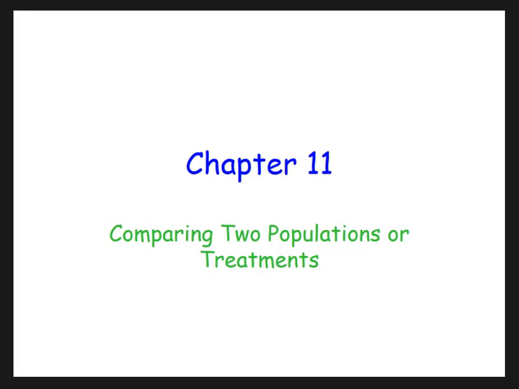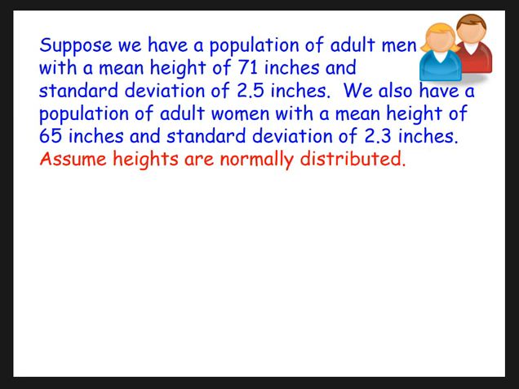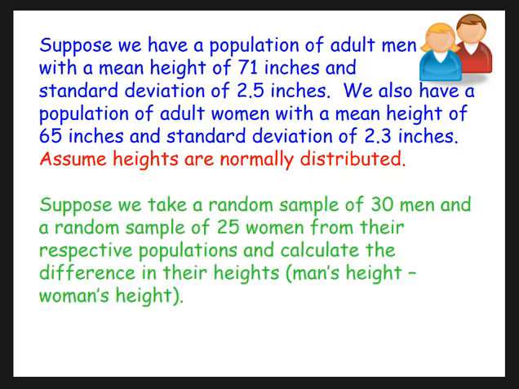So for this week, we are looking at Chapter 11, comparing two populations or two treatments within the same population. So for example, suppose we have a population of adult men with a mean height of 71 inches and a standard deviation of 2 inches. We also have a population of adult women with a mean height of 65 and a standard deviation of 2.3, assuming that the sets of heights are normally distributed.